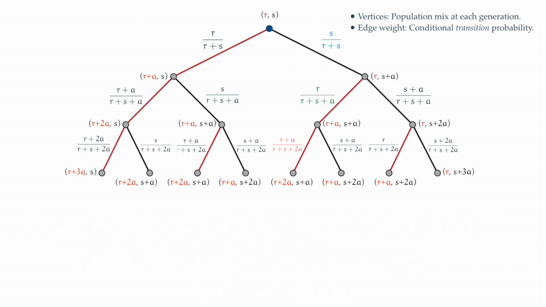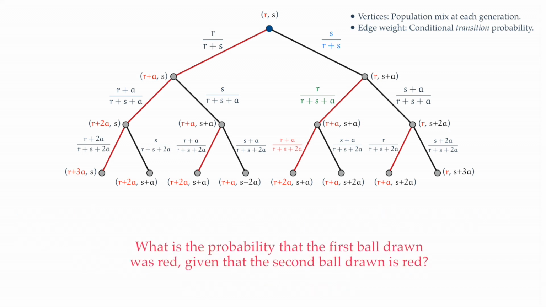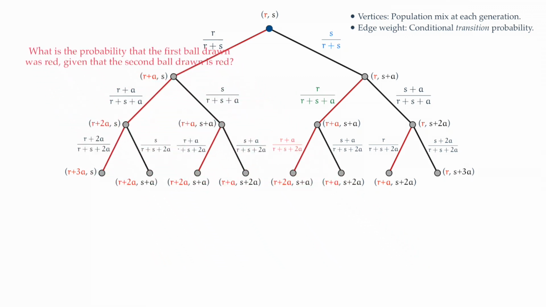Let's start with a simple question. Given that the second ball drawn is red, so you're looking at the second level of the tree, and you're looking at the red transitions to your left. Given that one of those happened, what are the chances that the first transition was to the left? Okay, let's build it up one step at a time.